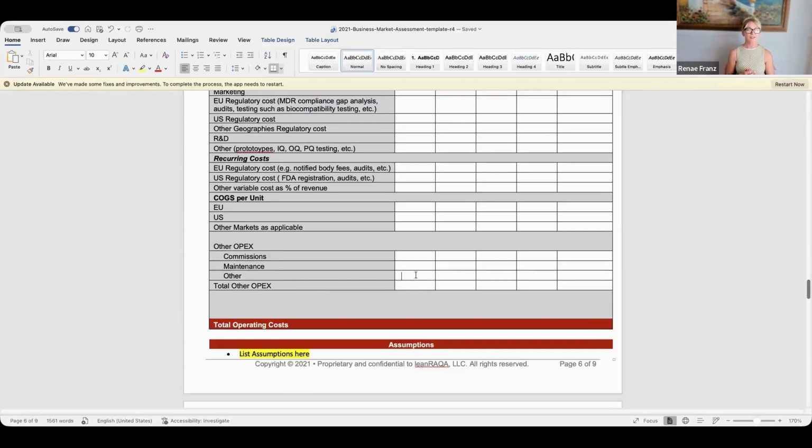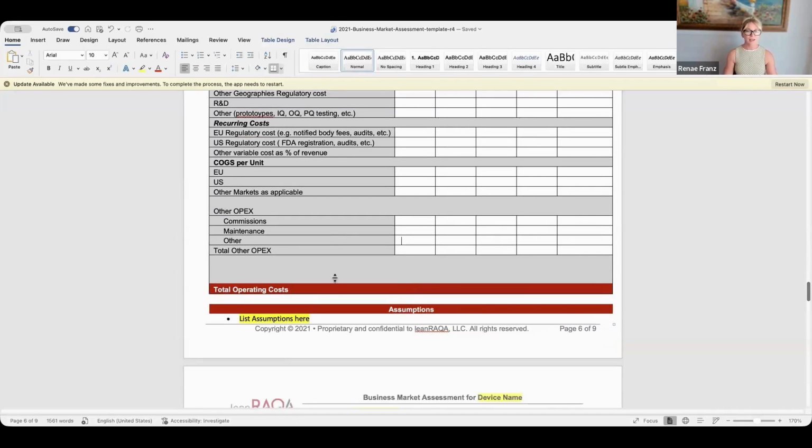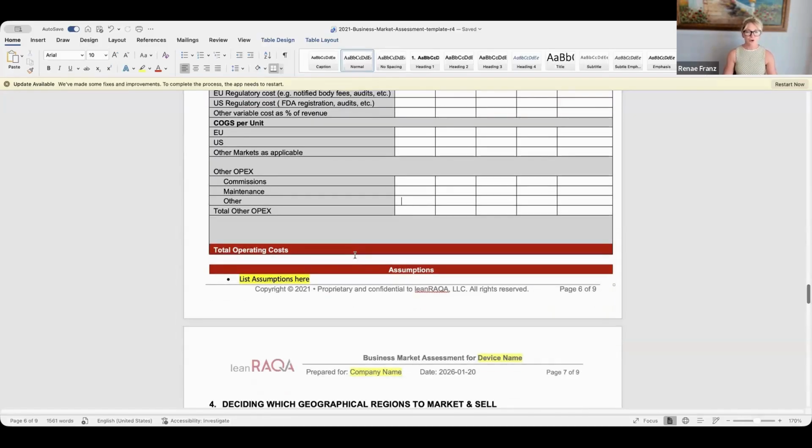And then your unknown unknowns would be this other bucket. There are always things in the development process that hit you, or in the marketing process, that you're like, oh my God, there's just no way I could have known about that. But it's a cost and it's real, and you have to figure that into your pro forma. So that's what that bucket is. That's your unknown bucket. And so then this gives you a total for your operating costs.